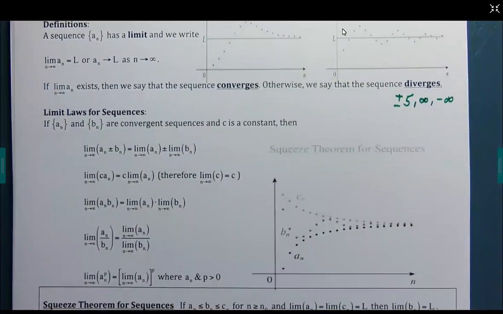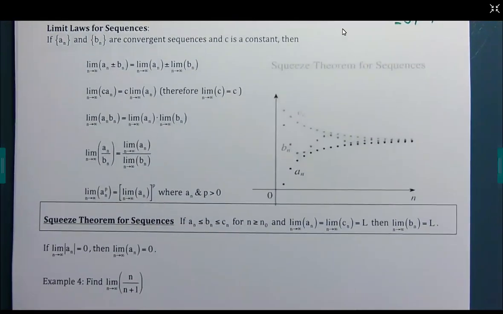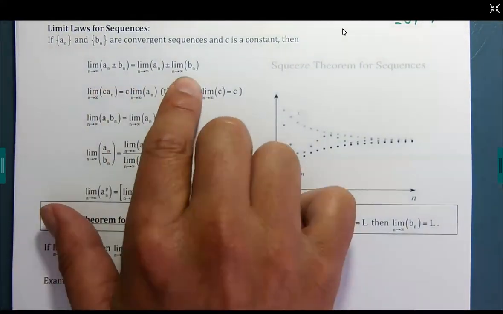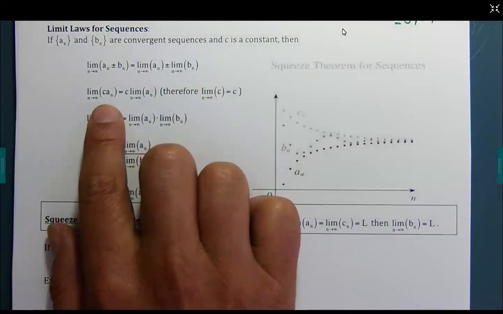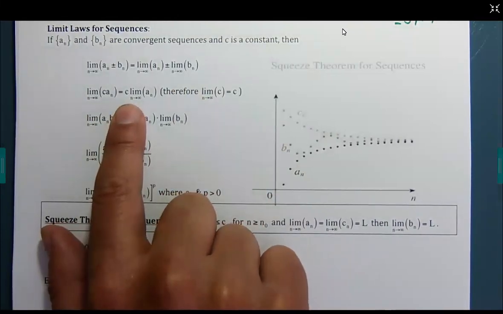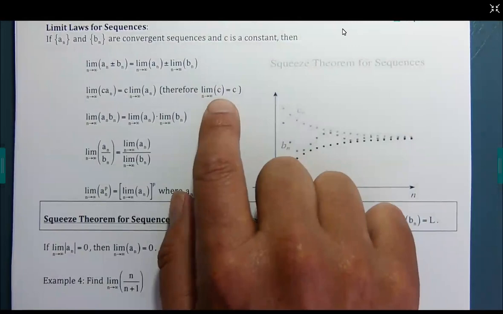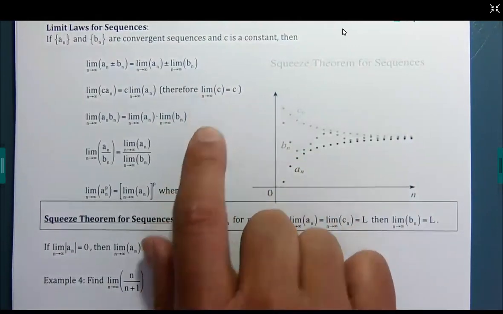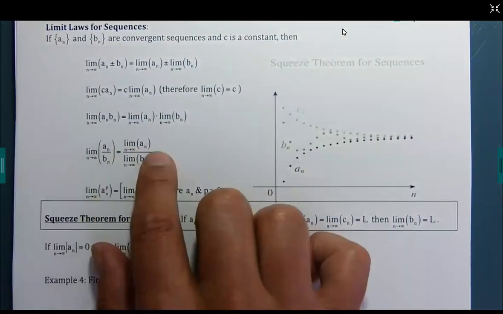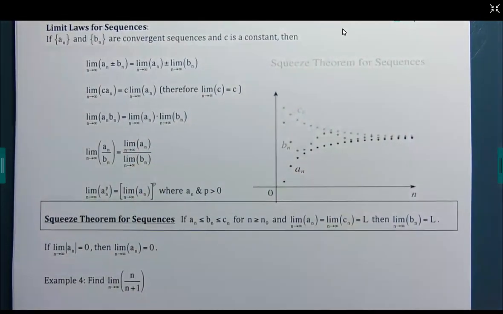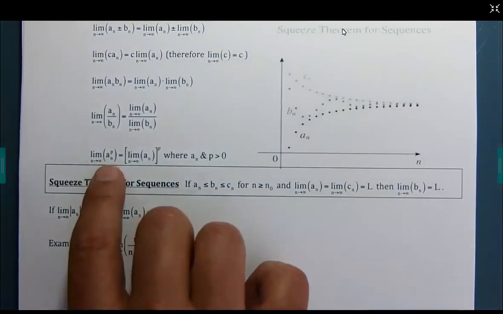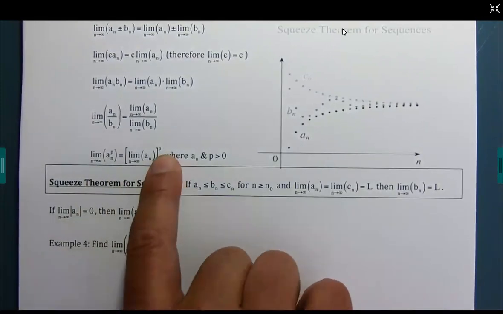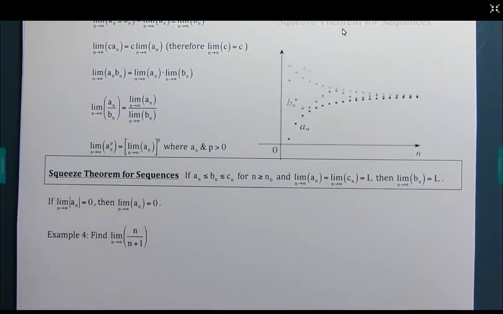And we have our limit laws for sequences. They're pretty much the same as the limit laws for continuous functions. When we're adding or subtracting, we can break them up into two separate limits. When we have a constant, we can factor the constant out, because the constant itself doesn't have an n with it, so it's not going to be affected by the limit. When we're multiplying, we can break it up, and when we're dividing, we can break it up as well. We can even bring the limit into the sequence itself, seeing as p is unaffected by n.